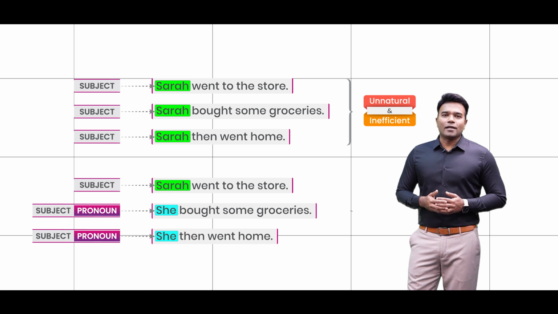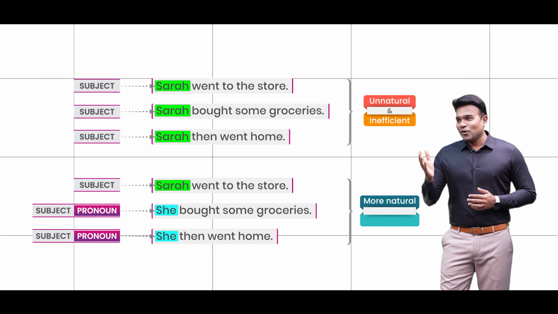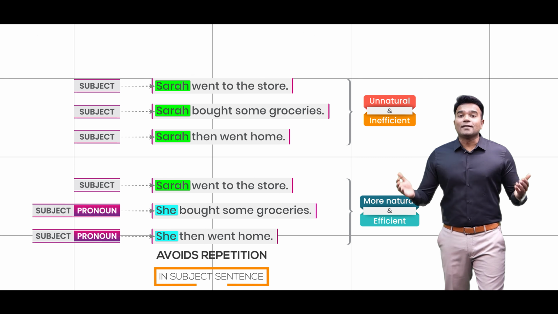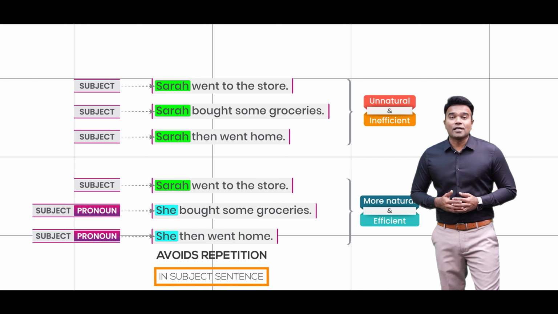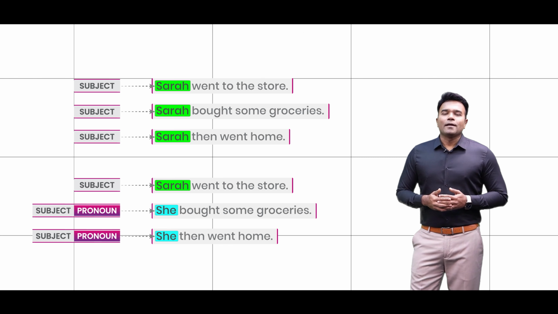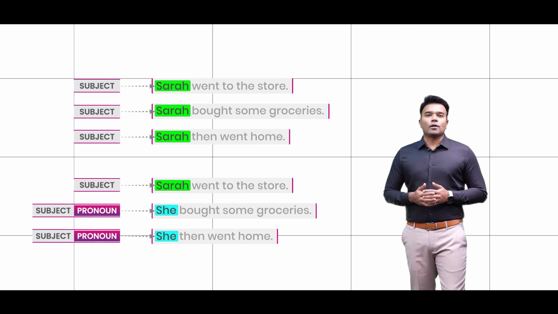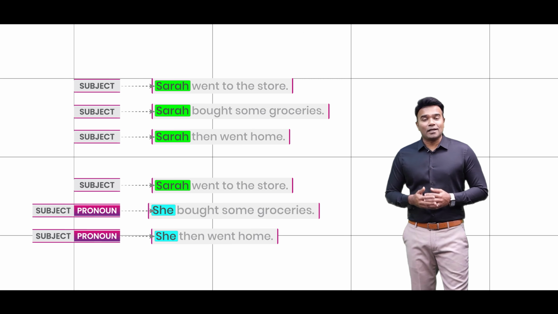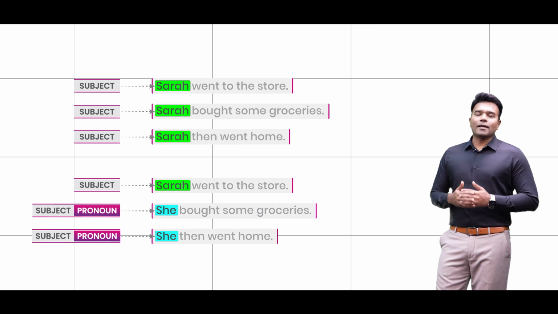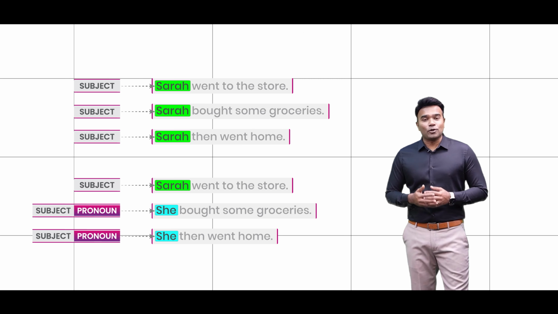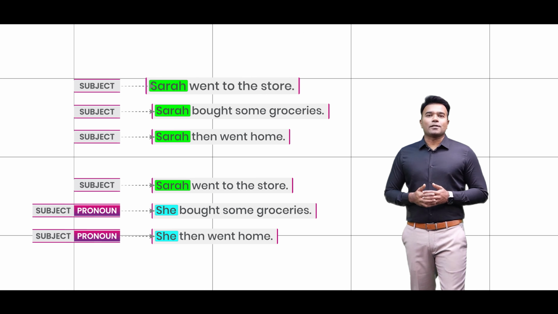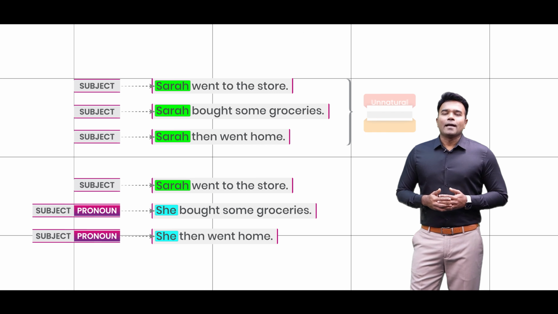And now the sentences, Sarah went to the store, she bought some groceries, she then went home, obviously happen to be such sentences where the conversation flow is more natural and efficient. It definitely reduces the redundancy in the sentences and keeps the listener's attention on the sequence of events rather than on the name Sarah. All said and done, what I want you to understand here is that the word she, which is replacing the subject Sarah in the two sentences, happens to be the subject pronoun. And the subject pronoun, I'm sure through this example you have been able to understand, helps in avoiding repetition. The repetition that was there in the previous three sentences made the sentences unnatural and inefficient.